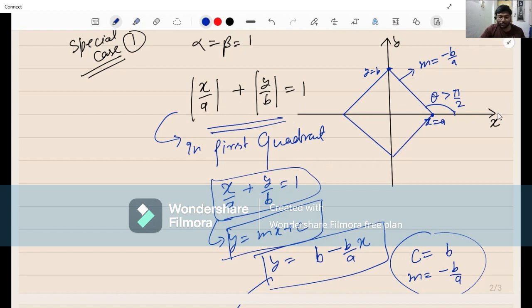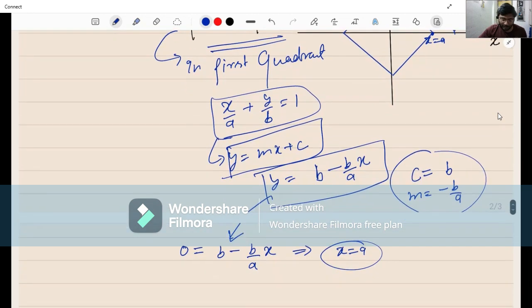Why is this looking like this? Because we have already applied the modulus. That's why it is symmetric along the x-axis and y-axis, and the powers on both x and y are the same. That's why the symmetric nature is also the same along the x and y-axis. So this is the case when alpha and beta are equal to 1. Similarly, you can plot it for the ellipse when the powers alpha and beta are equal to 2. Similarly, you can plot that.